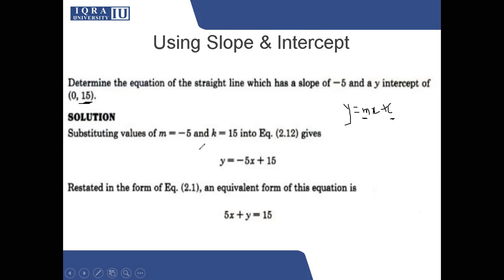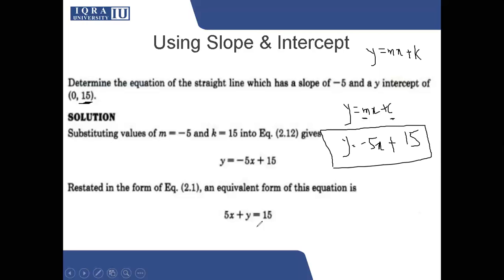Substituting values of m equals to -5 and k equals to 15. K is basically your c over here. It's not necessary that it's y equals to mx plus c. Sometimes the general equation is written as y equals to mx plus k as well, so there's no need to get confused about this. All you need to do is put -5 over here. Y equals to -5x, with y and x always remaining in the equation. And c, we know, is the value of the y-intercept. You won't write 0, 15. You won't write 0. You will write the value of y, which is 15. And this is the equation right here.